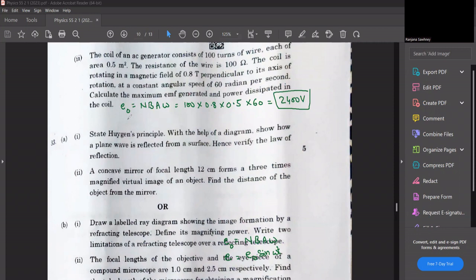And the power dissipated will be equal to, sorry, it's not the power generated, power dissipated. Power dissipated is equal to ERMS square upon R. Okay, it will not be the E naught. ERMS square upon R. E naught we have found out. ERMS is equal to E naught upon root 2. That is 2400 upon root 2, whole square. This is ERMS square upon R. Resistance here given over here is 100 ohms. So on calculating it, we get 28.8 kilowatt.